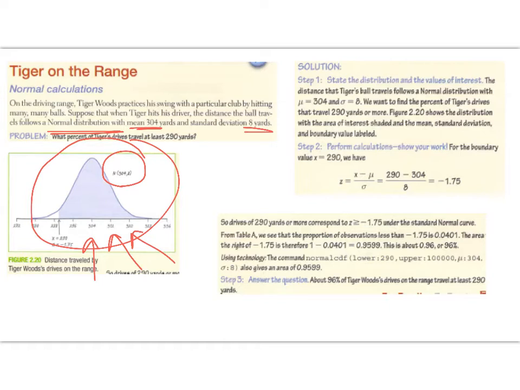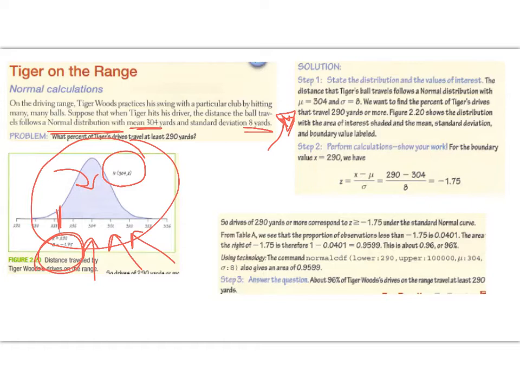And this curve is shaded. We're looking for greater than, because we're looking for at least 290 yards. So we shaded what we wanted. We marked 290 yards where that would fall on the curve, and they put the z-score out there already, that it's negative 1.75. And so step 1, where we're stating the distribution and the values of interest, you can restate what it wants. You can also, like I said, draw that picture, which is such a big deal. It will really help you make sure that you are not making any mistakes. Step 2, you've got to perform your calculations.